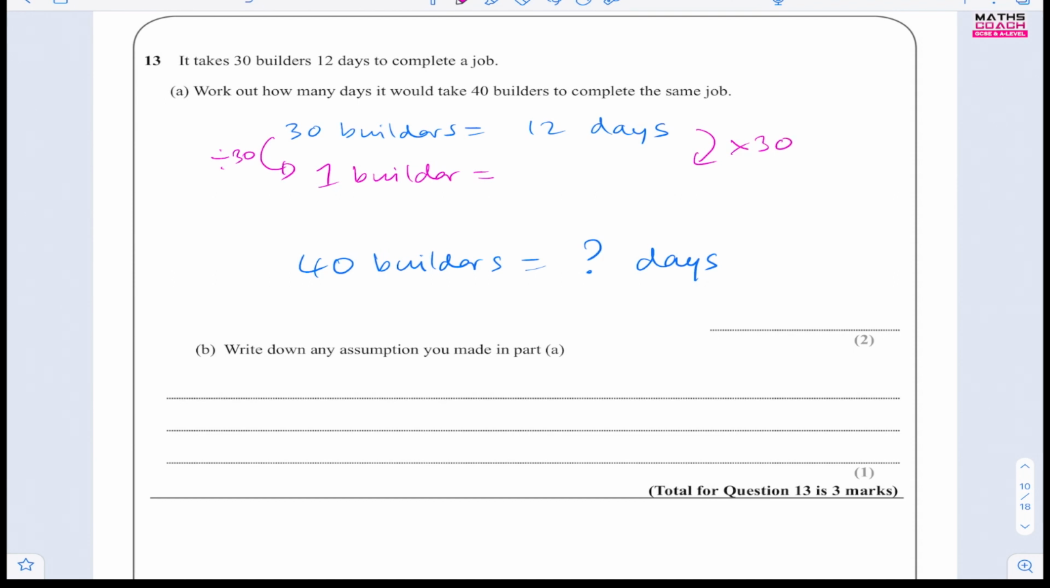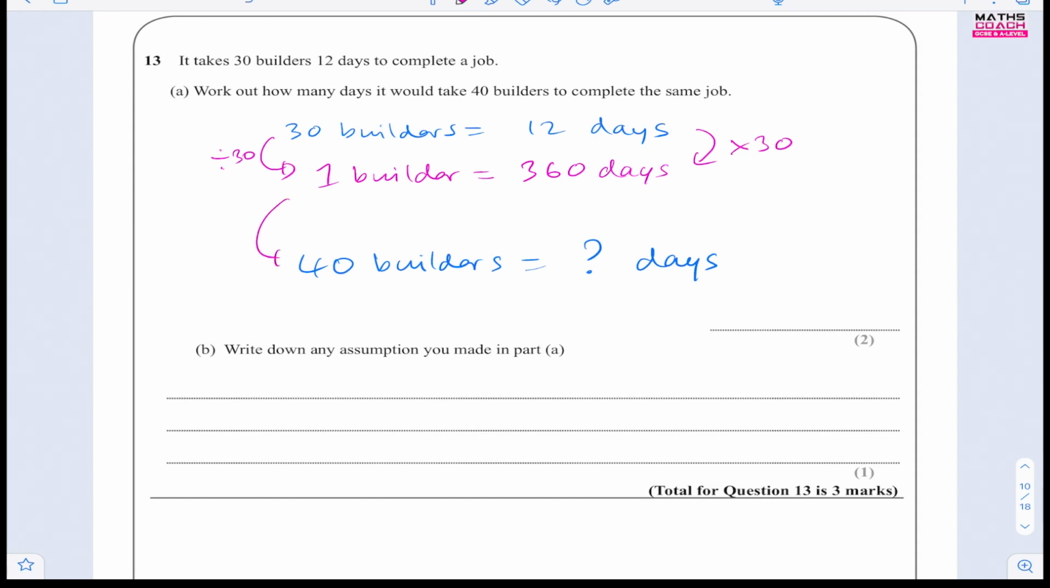A mistake that students often make is that they don't realize this is an indirect proportion question, and they do what they do on this side on the other side, and it won't make sense because you're going to do 12 divided by 30 and you're going to get a very, very small number, and it doesn't make sense for one builder to do something that would take 30 builders 12 days in less time. So 12 times 30 gives us 360 days, and that makes sense because one builder will require a lot longer to do this job.